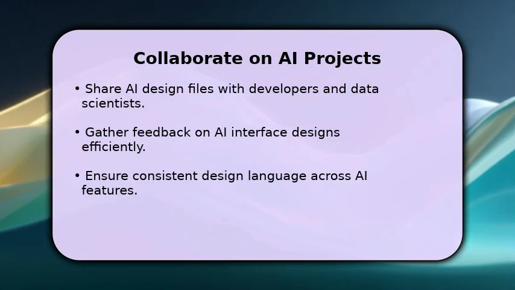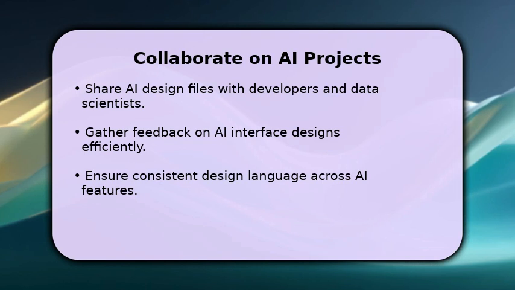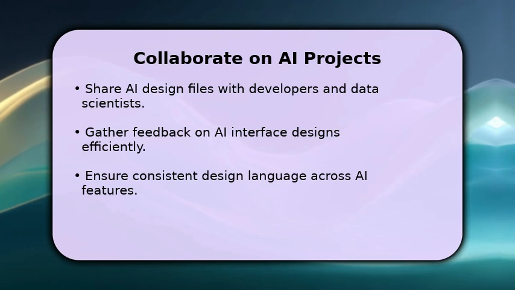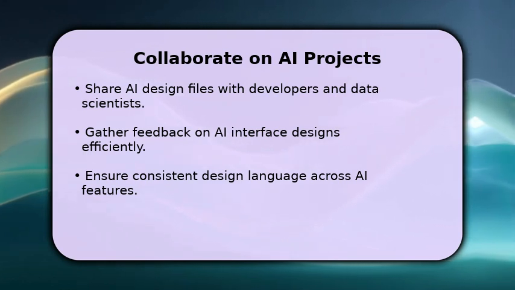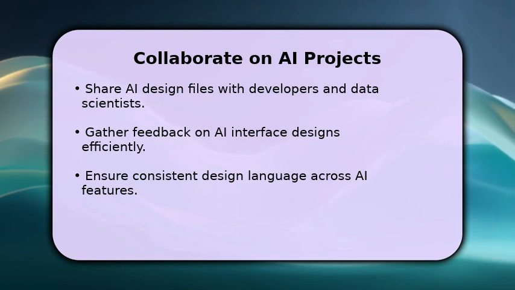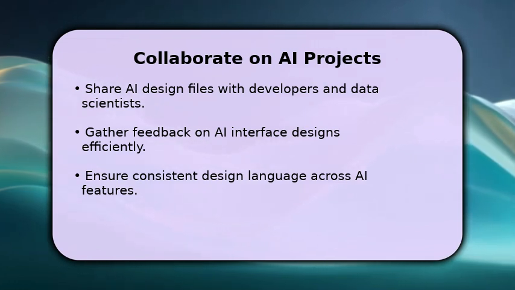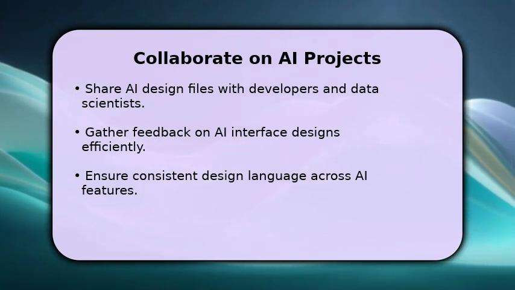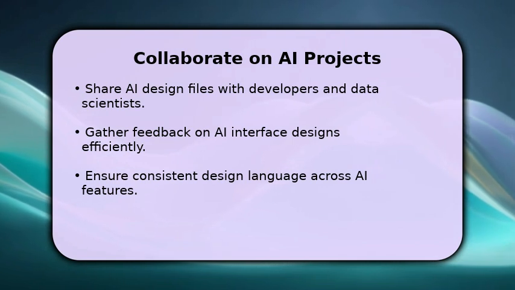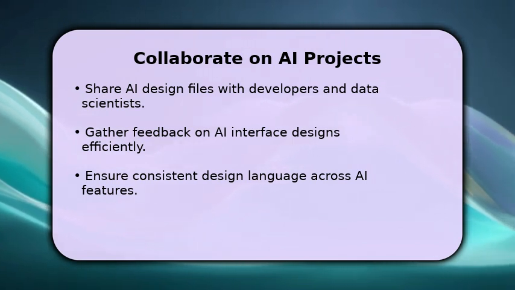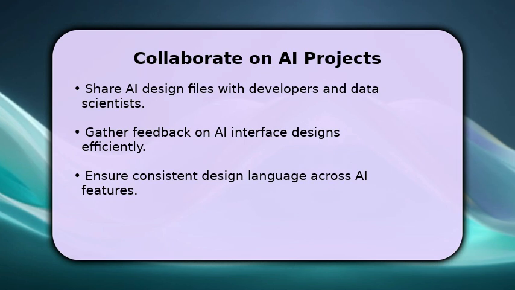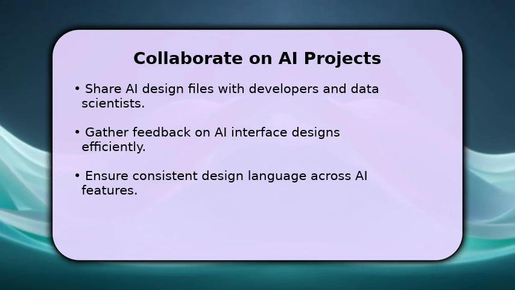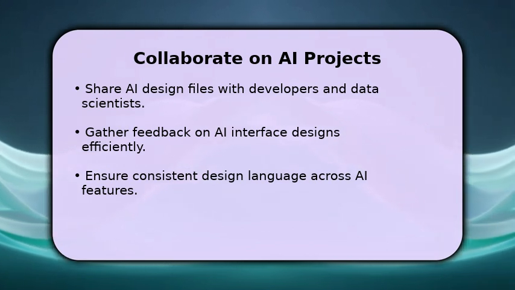Collaboration is key when designing for AI, and Figma excels in this area. You can easily share your design files with developers, data scientists, and other stakeholders, ensuring everyone is aligned on the vision. Gathering feedback is streamlined, allowing for quick iterations and improvements to your AI interface designs. This collaborative environment helps maintain a consistent design language across all AI features, leading to a cohesive and user-friendly product. Figma truly bridges the gap between design and development teams.